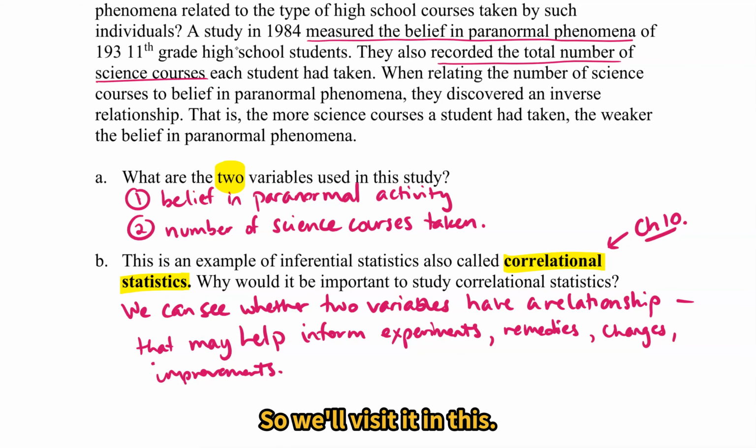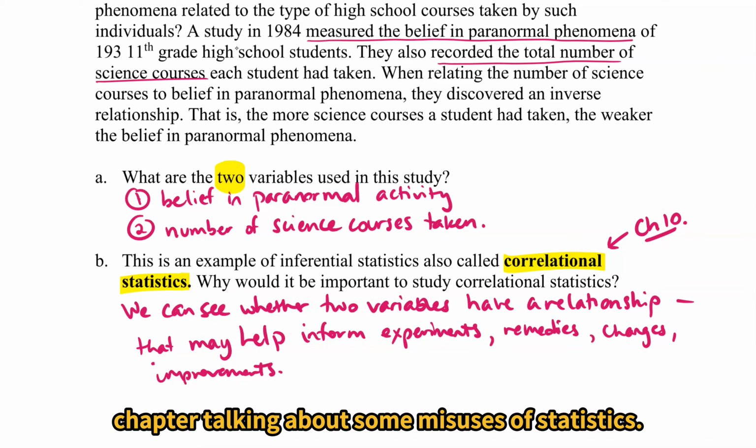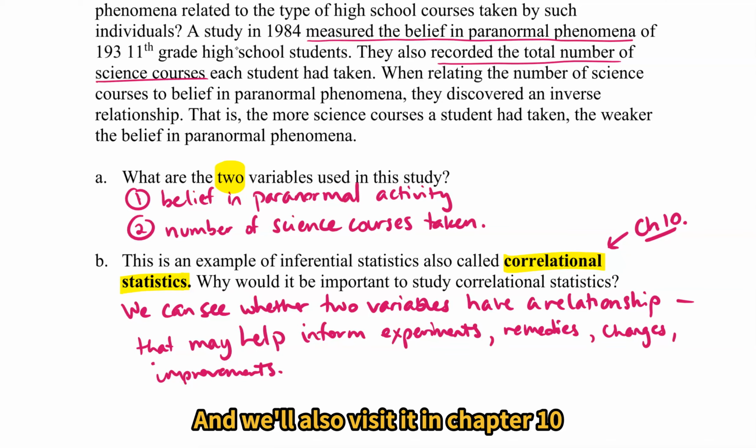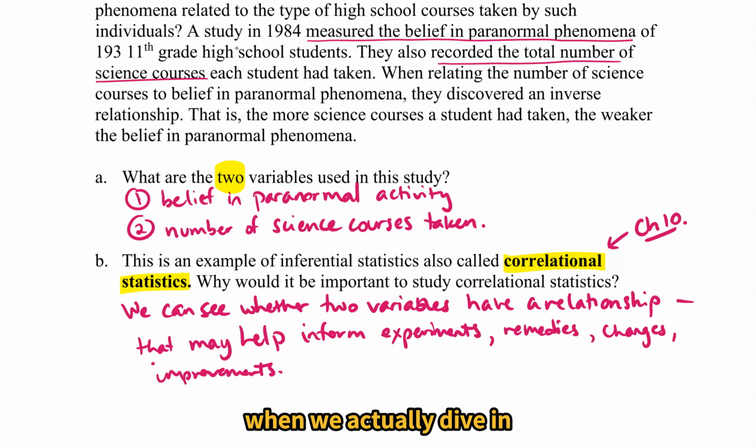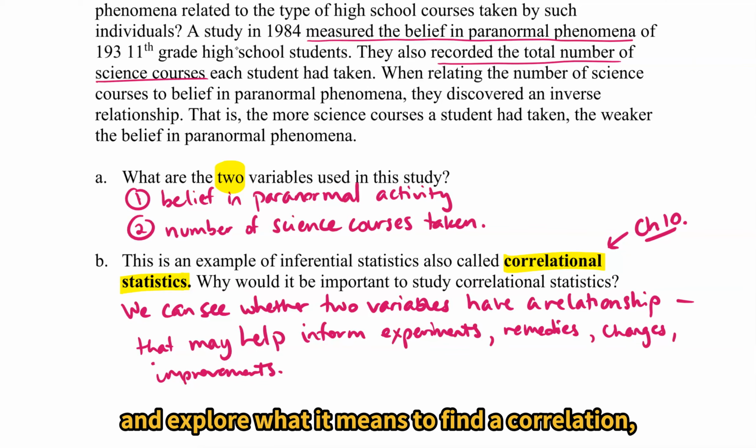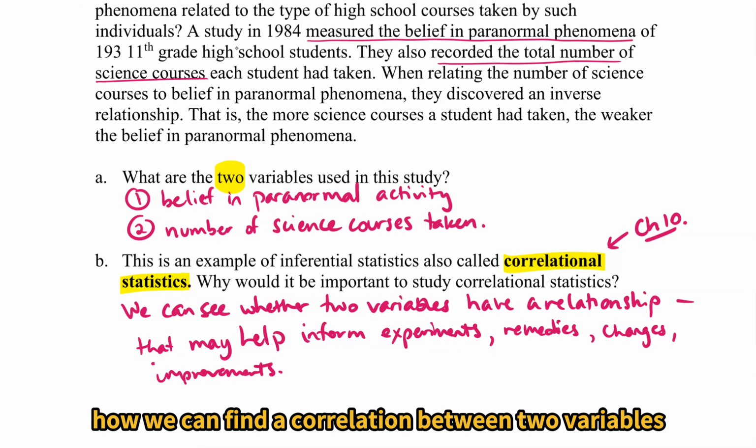So we'll visit it in this chapter talking about some misuses of statistics, and we'll also visit it in chapter 10 when we actually dive in and explore what it means to find a correlation, how we can find a correlation between two variables, and what we do with that.